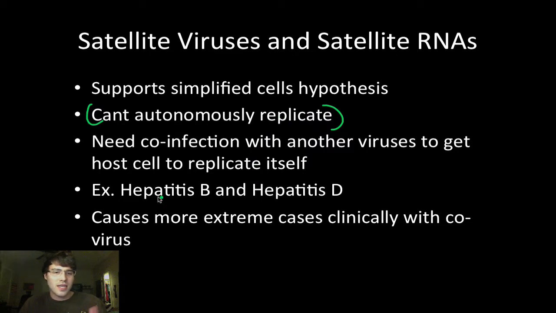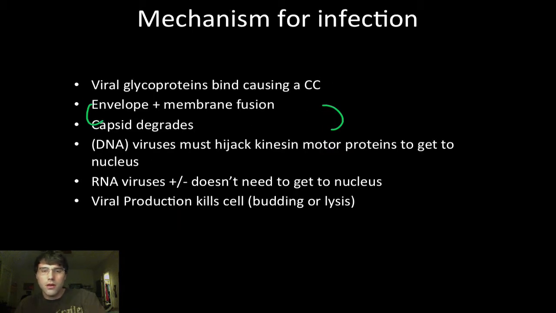An example of this would be hepatitis B and hepatitis D. Hepatitis D can infect liver cells, but won't be able to replicate itself within that cell until it's infected with hepatitis B. And this can actually cause a much more extreme case clinically than hepatitis B alone, because you have more of that cell's resources being exhausted and more budding action or lysis, depending on the context, taking place.